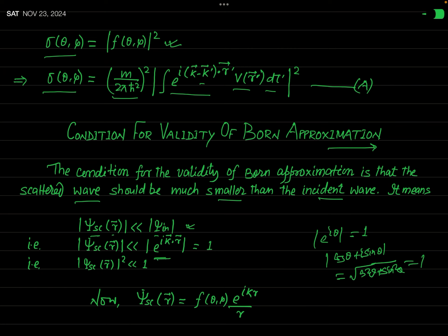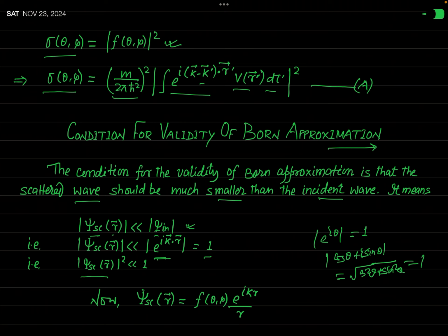So the modulus of this plane wave is equal to 1, and so you can say that the square of the modulus of psi Sc must be much smaller than 1. This is the condition that must hold for the validity of Born approximation. If the square of the modulus of psi Sc is not much smaller than 1, then this Born approximation will not hold.